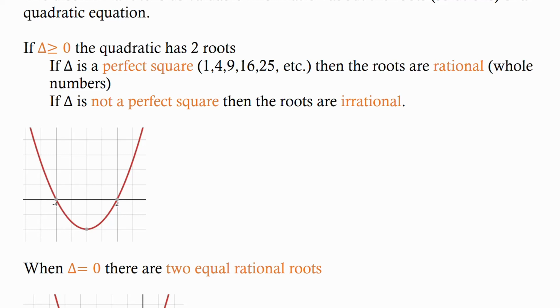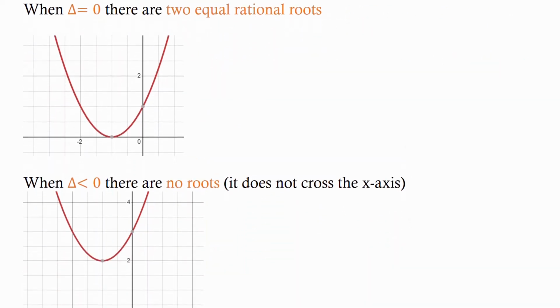If delta is not a perfect square, so any other number there, then the roots are irrational and they're decimal places or surds. So if you end up with a delta that's greater than 0, you'll have something like what you see on your screen there, where the parabola crosses the x-axis and has two x-intercepts. Now, when delta equals 0, there's two equal rational roots. So essentially what that's saying is it touches the x-axis at one point. It has one x-intercept, as you can see in the image at the top of your screen.